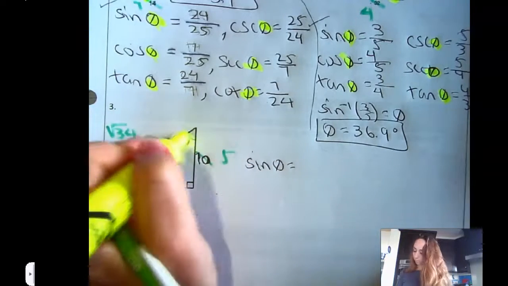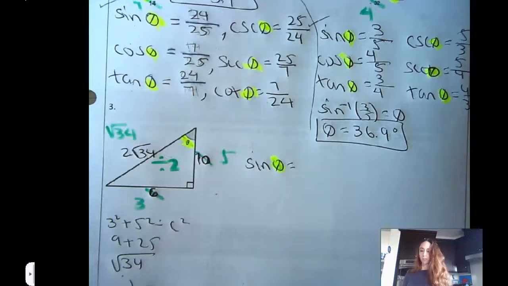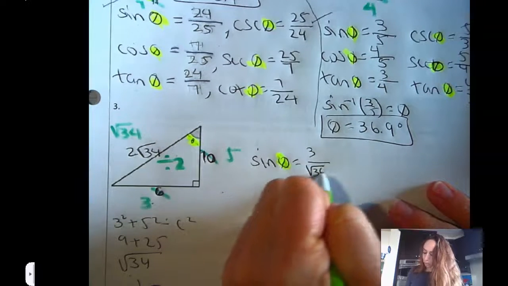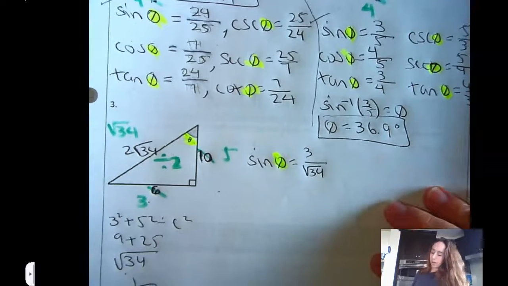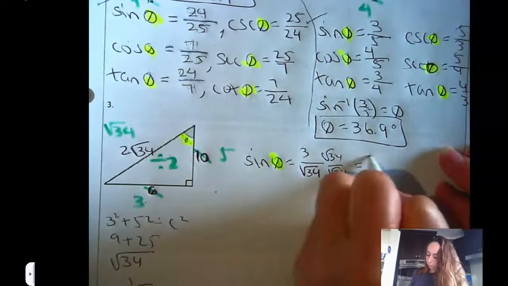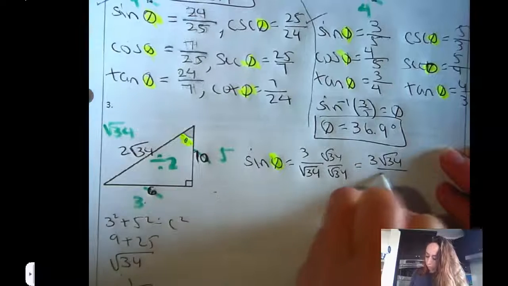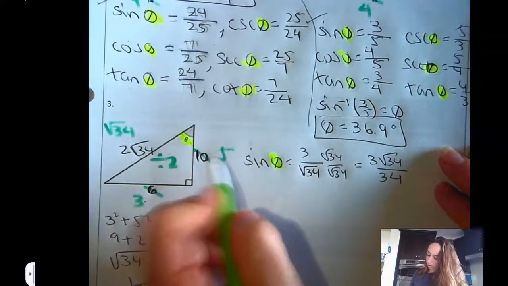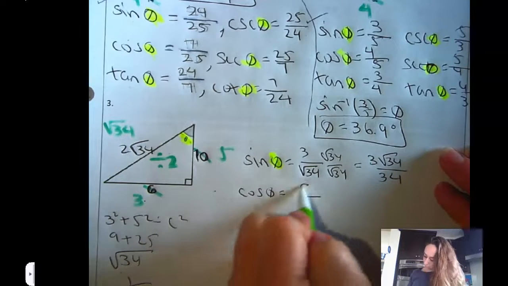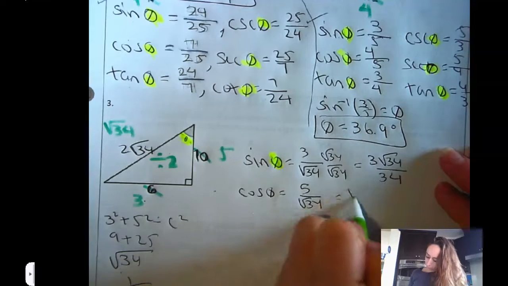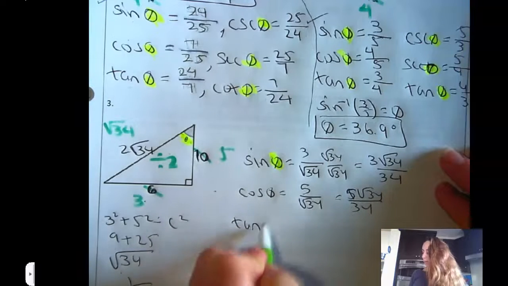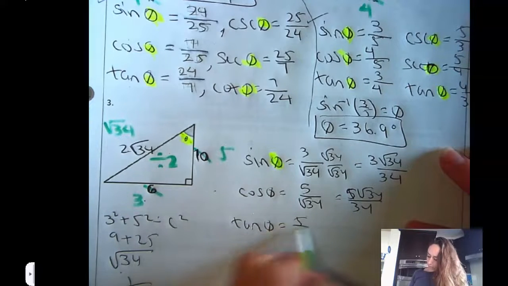Let's go to my theta. Okay. Opposite over hypotenuse. What's the problem with this one? Yeah, I can't have a rad in the denominator, so multiply it by itself. So really, it's equal to 3 rad 34 over 34. Okay. Do cosine yourself, please. And you would get 5 over rad 34, which equals 5 rad 34 over 34. And tan of theta equals 5/3.